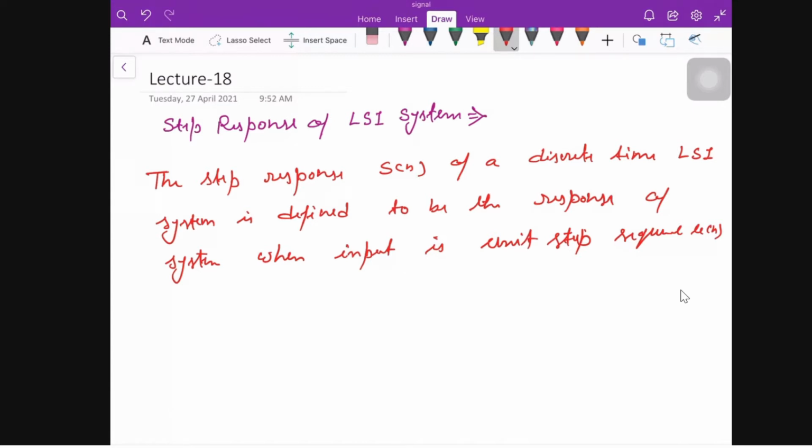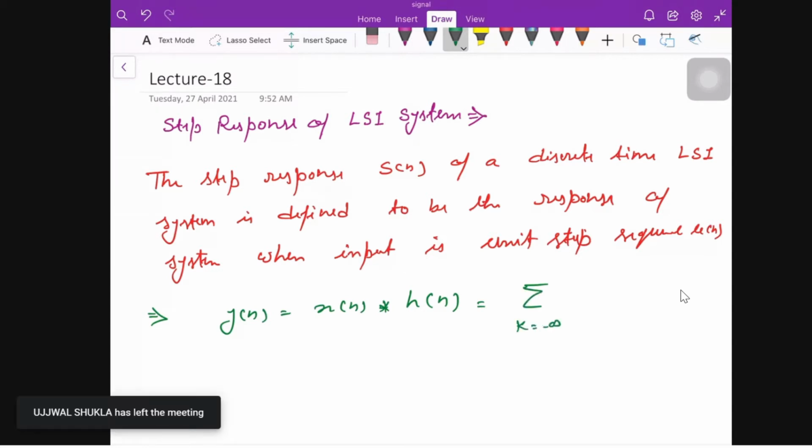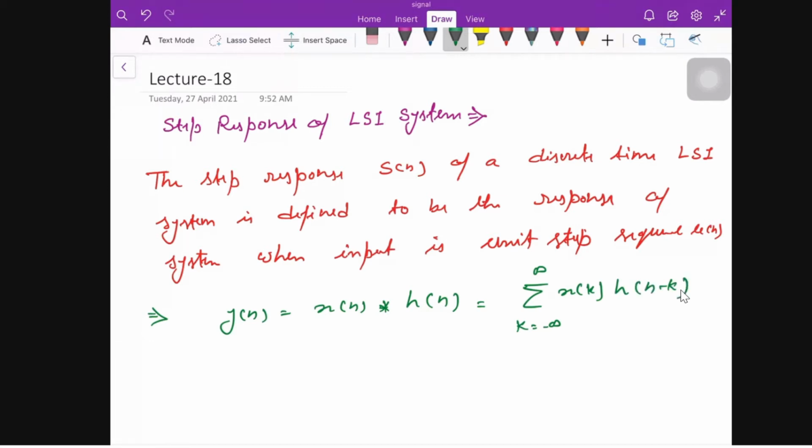Anyway, we know this equation: yn equal to xn convolution hn. And we can write this as the summation over k equal to minus infinity to infinity of xk hn minus k. We have seen this definition.